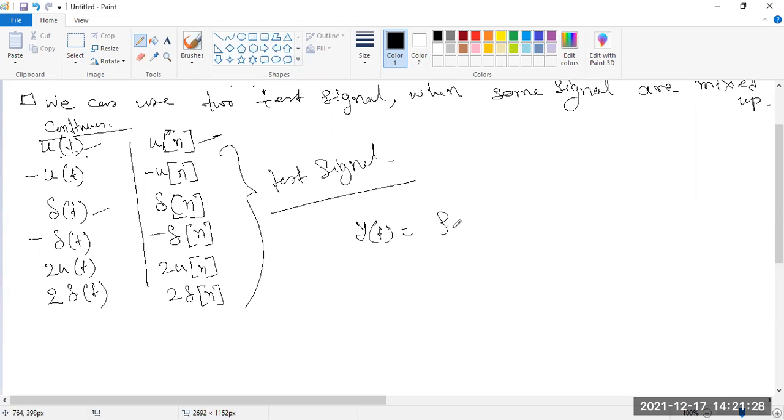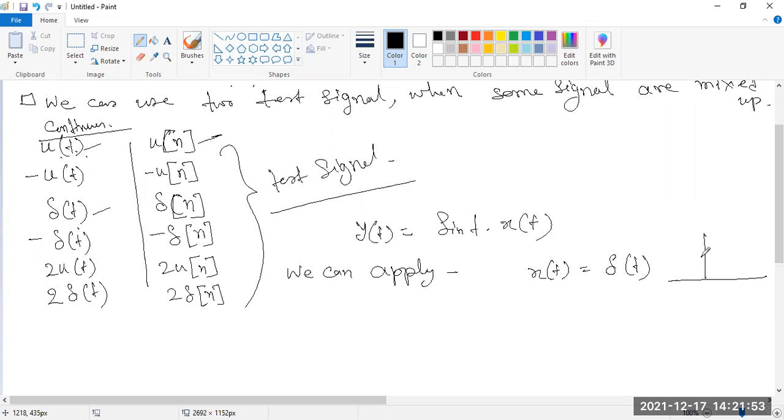y(t) equal to sin(t) times x(t). We can apply any signal, so we can apply x(t) equal to the impulse signal. The impulse signal exists only for t equal to 0; otherwise we just delete it. So we say that this x(t) is the signal we are applying.